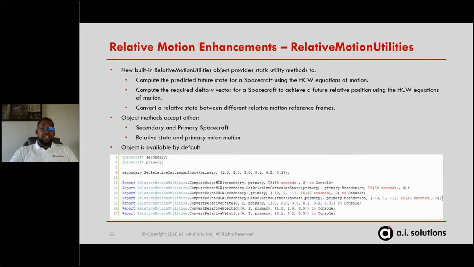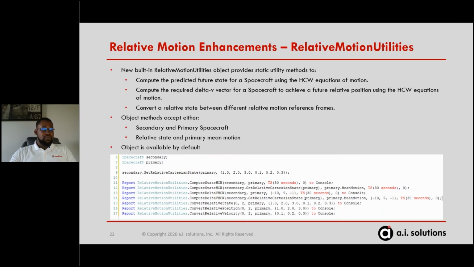All right. One of the other things that we've added to FreeFlyer for our relative motion enhancements is the relative motion utilities object. So this is a built-in object in FreeFlyer that users do not have to set up. This will provide the ability to use static methods for predicting the future state of a spacecraft using HCW's equations of motion, computing the required delta V vector for a spacecraft to achieve a future relative position using those same equations of motion, or converting a current relative state between different relative motion reference frames.